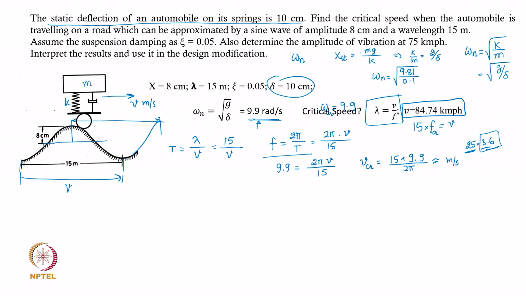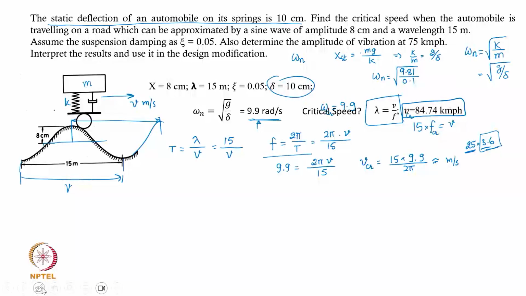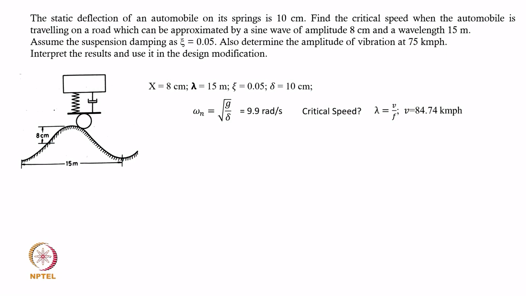Okay. So, those calculations you can do will give you the critical cruising speed. If I run this vehicle at a speed of 84.74 kilometers per hour, then there will be maximum amplification of this 8 centimeter profile. So, that basically becomes my critical cruising speed at which I should not run the system.